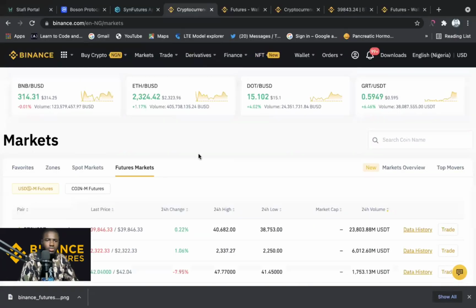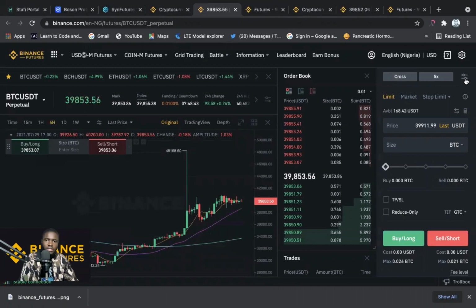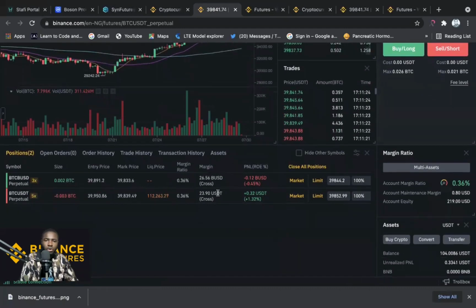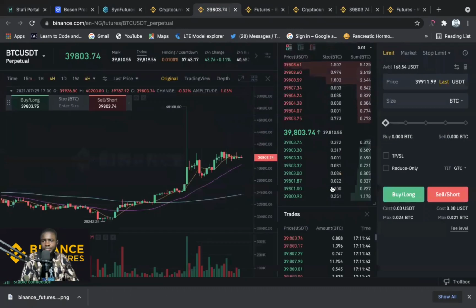So let's go back to the futures trading interface. If you want to switch back to single asset mode, let's say you don't want to trade using the multi-asset mode, you will have to close all your current positions before you are able to switch back to single asset mode, right? So let's see, short on BTC is in profit, and long on BTC is in loss.